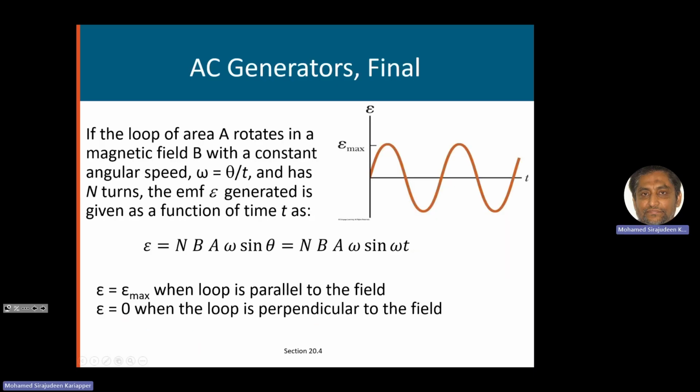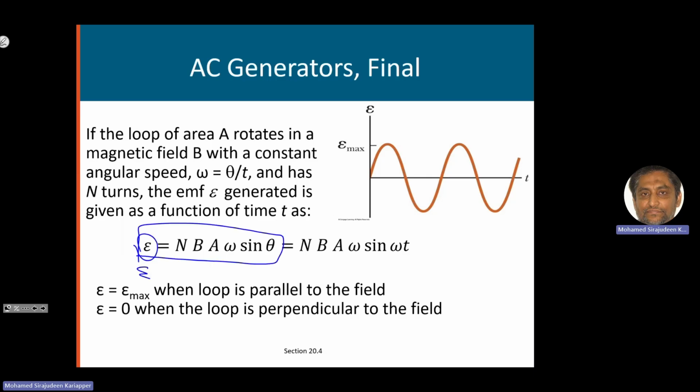So this is how it will look. The EMF from the coil. You can either plot the current or the EMF. It will look like this. It will change in value, come to a maximum, come down, then switch direction, and so on. So we call it an AC generator. And this is the equation of the AC generator.